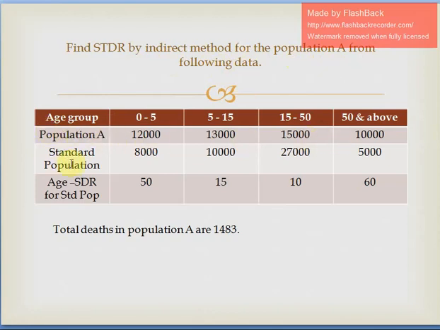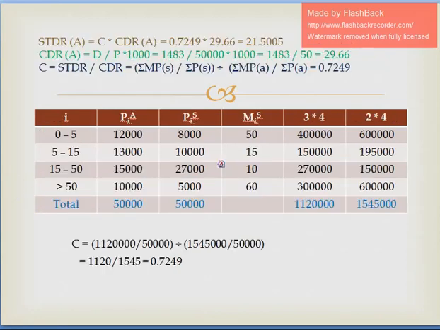So the standard population, that is PIS, is known. And the specific death rate for the standard population, that is MIS, is also known. So to calculate STDR for population A by using the indirect method, what do we need, friends?